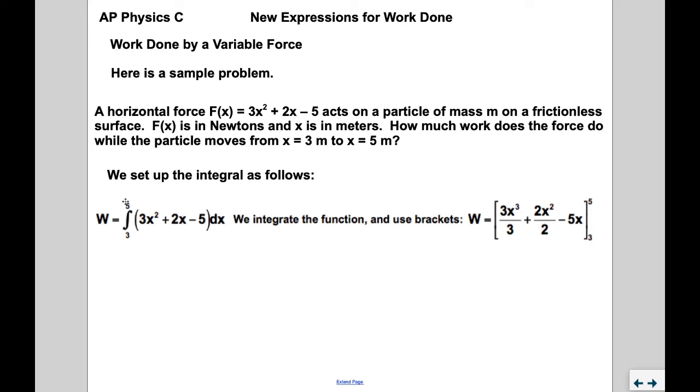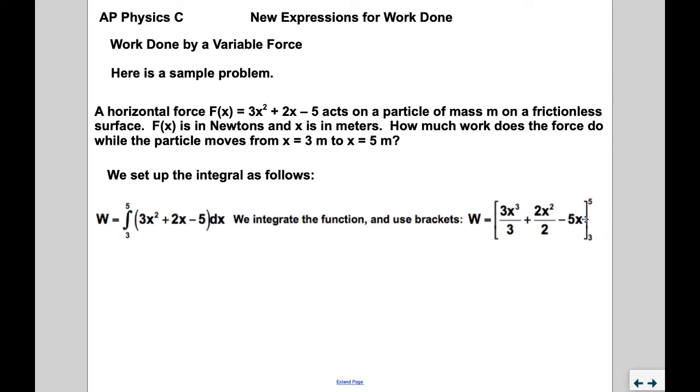We integrate the function just as we did before. So 3x squared, we're going to take the x squared, raise it to the n plus 1, or the 1 higher power. We're going to carry the coefficient along with it, so we have 3x cubed over 3. We're then going to integrate the 2x. We carry the 2 along, 2x squared over 2, and then minus, we have a constant 5 here, and that becomes 5x to the 1 when we integrate.